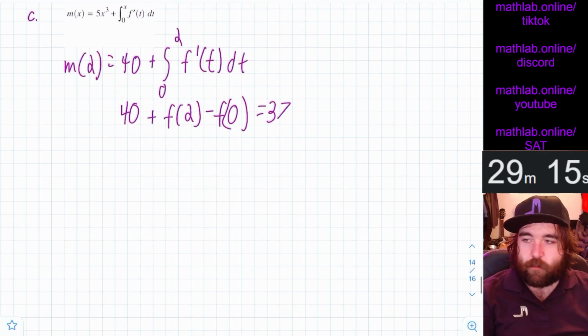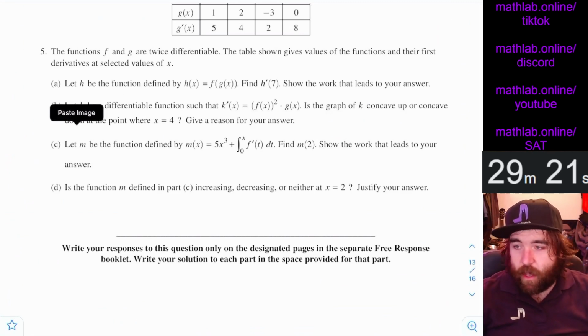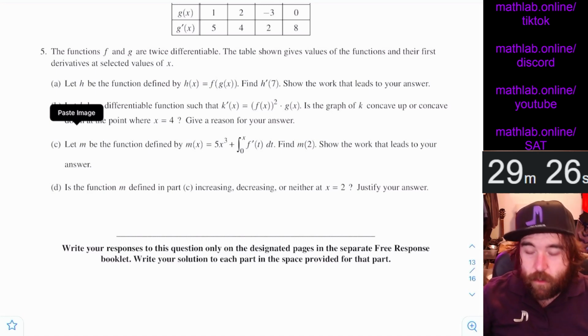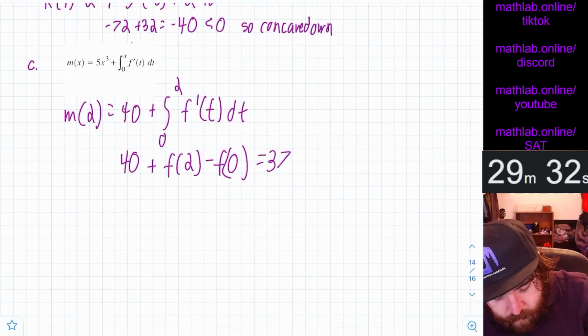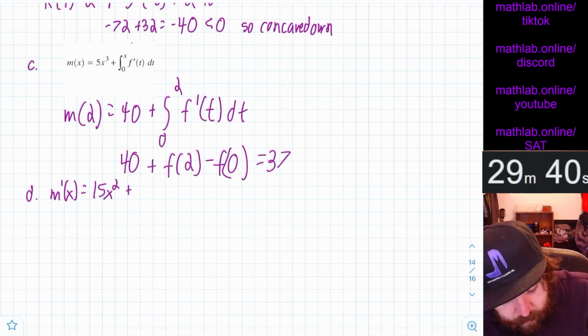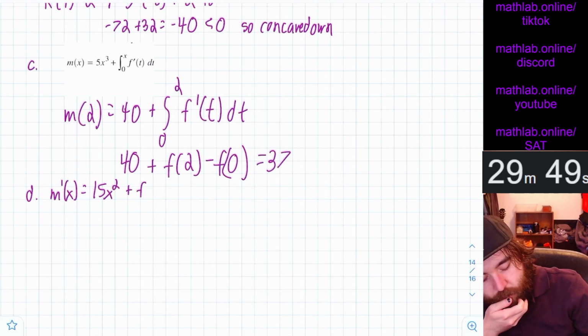Okay. D: is the function m defined in part C increasing or decreasing or neither at x equals 2? Okay, so we just take the derivative of m. What's the derivative of m? So m prime of x is 15x squared plus the derivative of an integral means it's going to be like this, right? I feel like I'm not entirely confident about that.